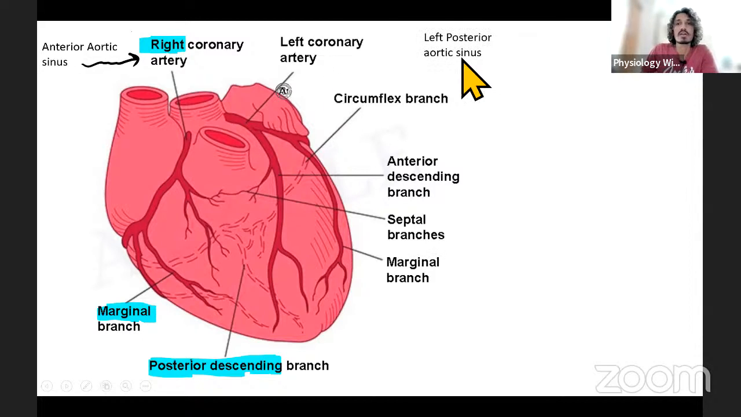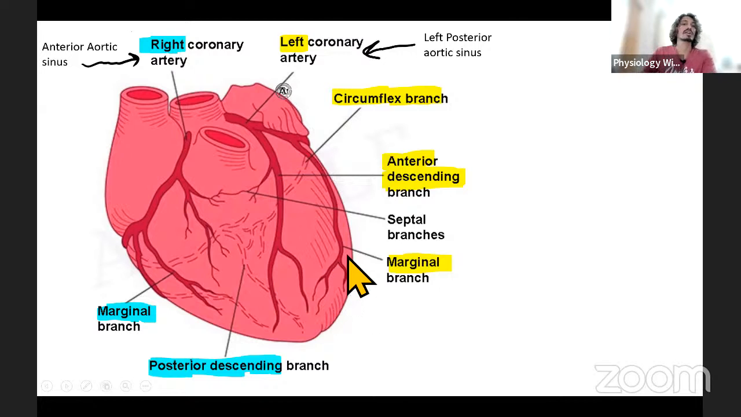Apart from that, from your left posterior aortic sinus, it gives out the left coronary artery. The left coronary artery will give the anterior descending branch. This is a major left coronary artery branch. And apart from that, we have another branch, which is the circumflex branch, which is going to go behind. And there can also be marginal branches.